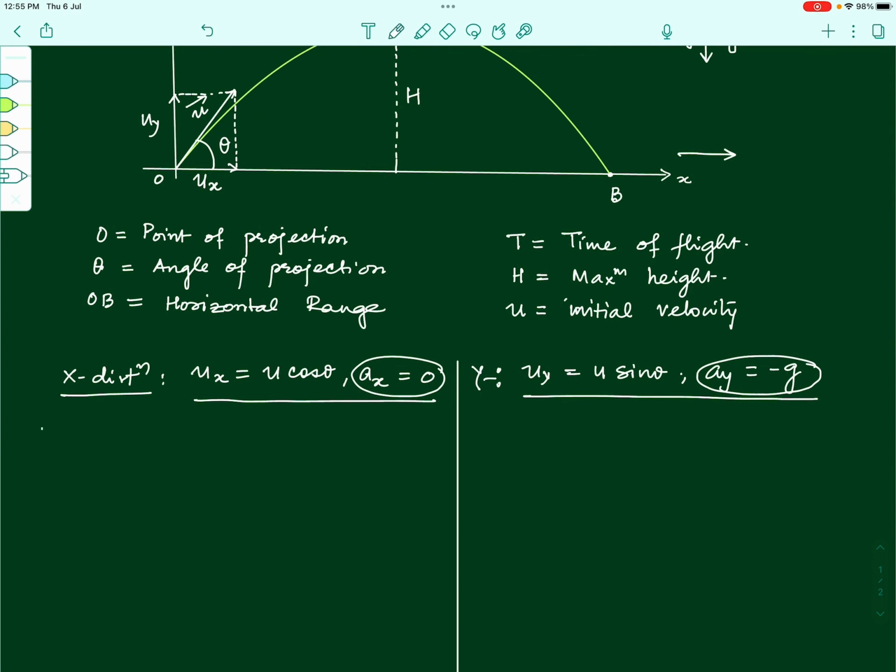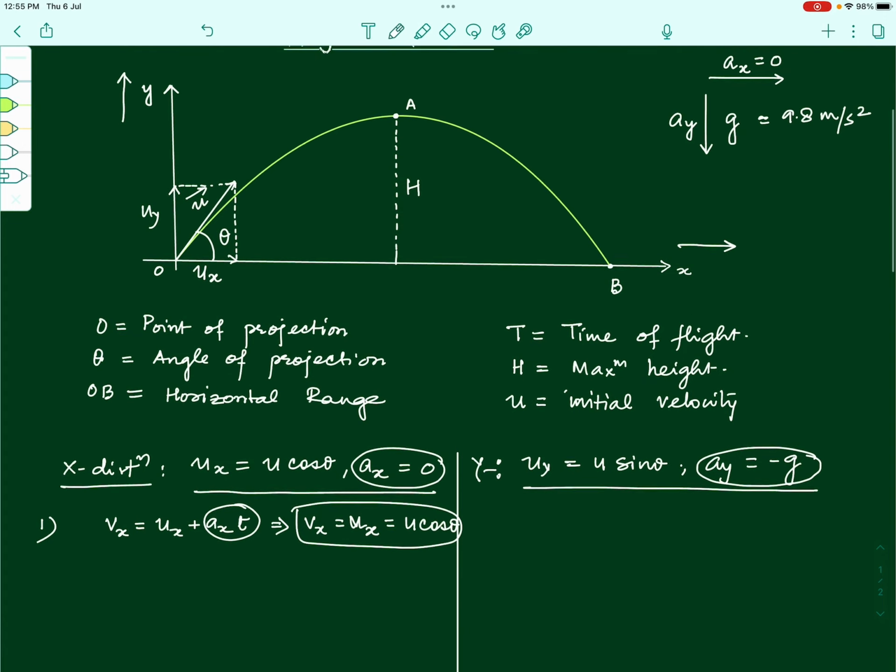So, the first equation of motion, when we use it along the x axis, what do we get? We will get Vx is equal to ux plus ax into t, right. Since ax is 0, the acceleration of the projectile along the x direction is 0, the second term will go to 0, and we will have Vx is equal to ux. What does that tell us? That tells us that the projectile has a constant velocity along the x axis, which is u cos theta. The component of velocity along the x direction does not change with time, it remains the same.